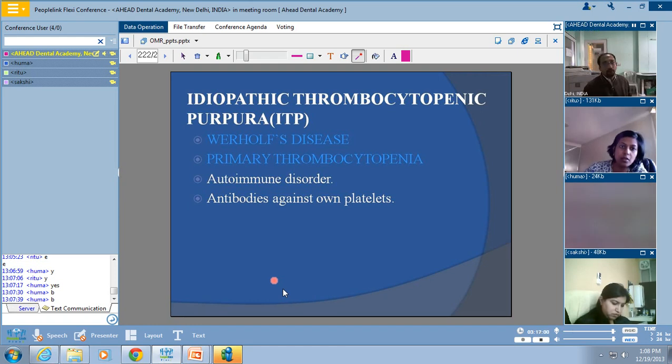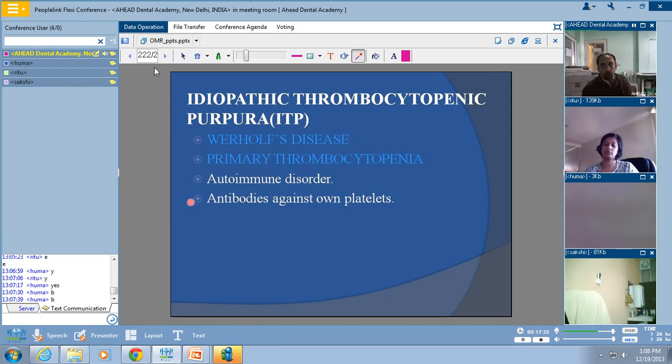What is an autoimmune disorder? When the antibodies start eating our own platelets, when our body stops differentiating between normal and self, then that is called an autoimmune disorder. So our body will start producing antibodies against its own platelets, and this is called an autoimmune disorder.